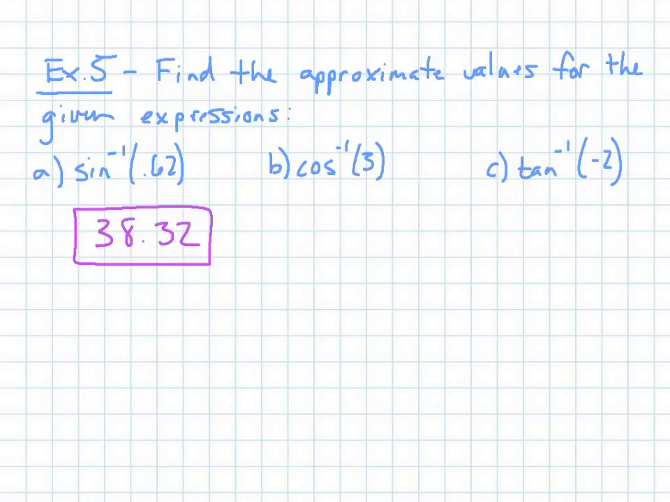Then for letter B, if we want to take the inverse cosine of 3, now if you look at your unit circle, you'll notice that, remember, the domain for x is in between -1 and 1. Because you're asking for a value that's outside that domain, you're not able to actually take the inverse cosine of this value. So we would say that it's undefined.